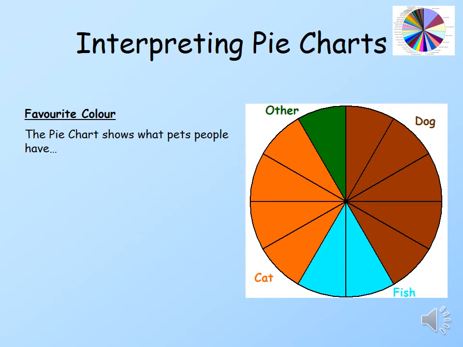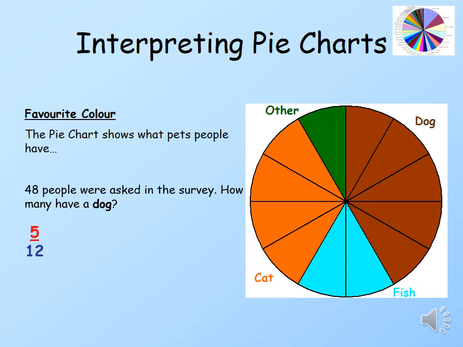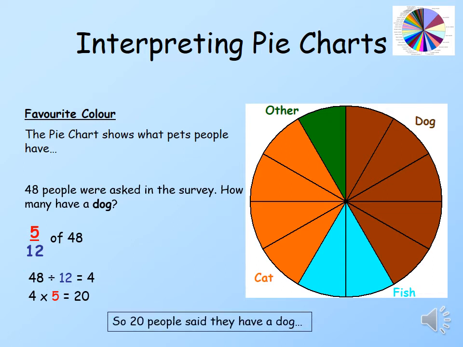Okay, so we're given more information again, and this time we're told that the circle represents 48. So the question is how many were dogs. So 5 of the 12 are dogs, so we multiply that by 48. So remember, it's 48 divided by 12 multiplied by 5. So 48 divided by 12 is 4, and we multiply that by 5, so the answer is 20. 20 had a dog.